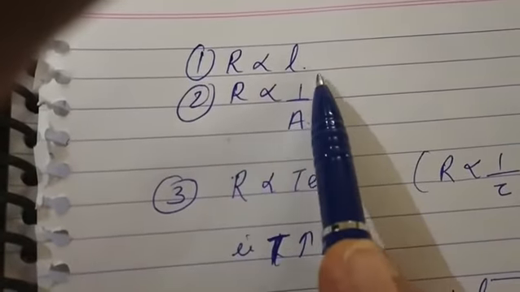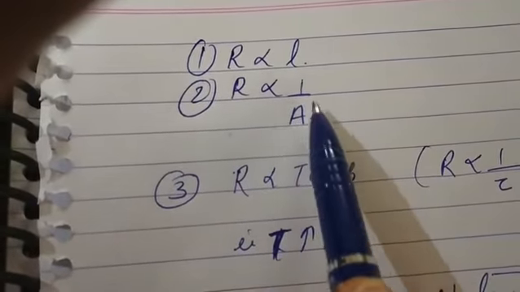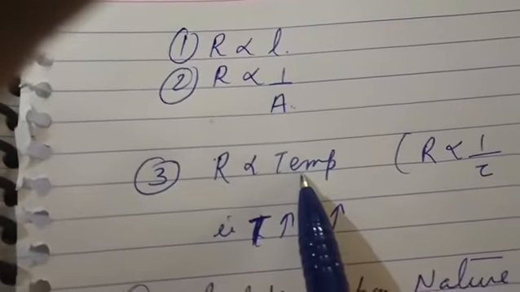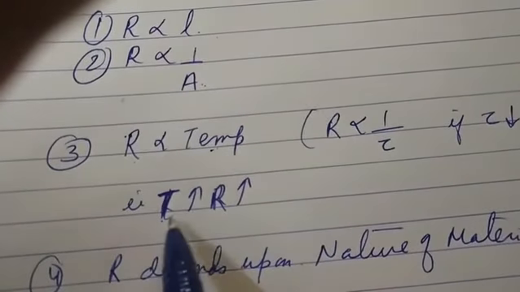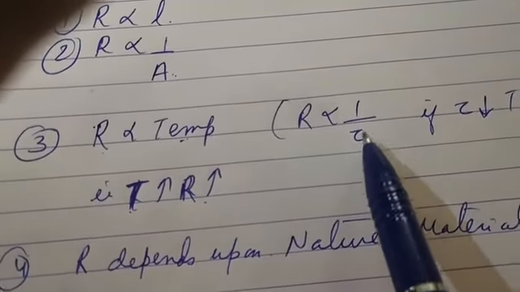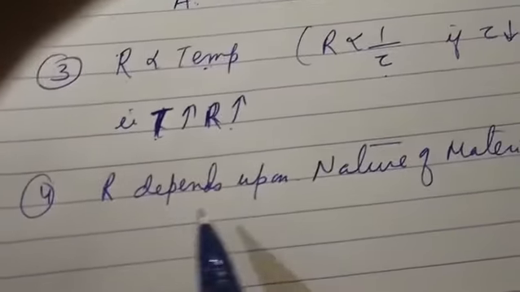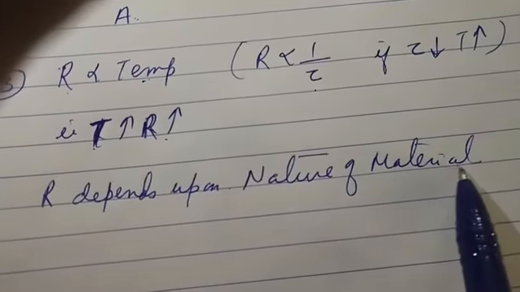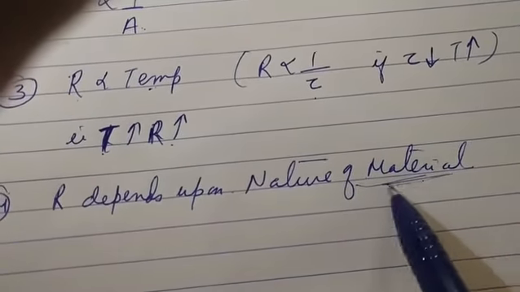So R is proportional to L, R is inversely proportional to A, and R is proportional to temperature. If temperature increases, resistance will increase. That is, R is inversely proportional to tau, and R depends upon the nature of the material or substance.